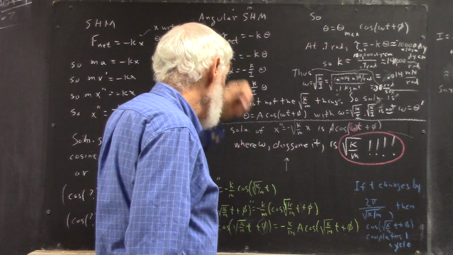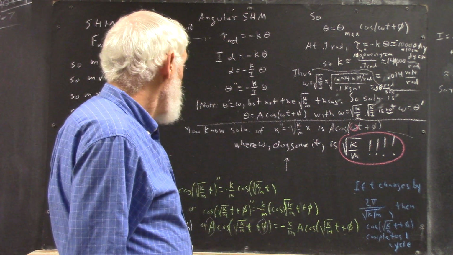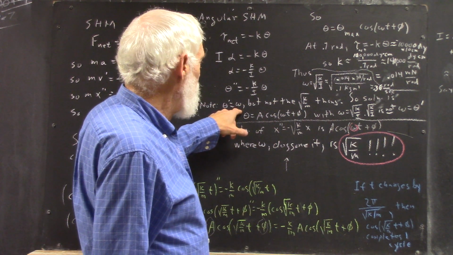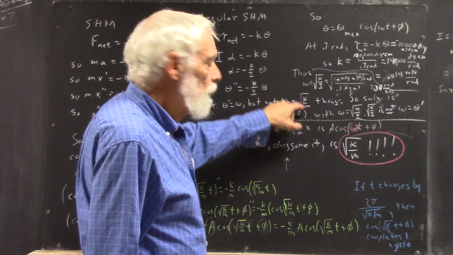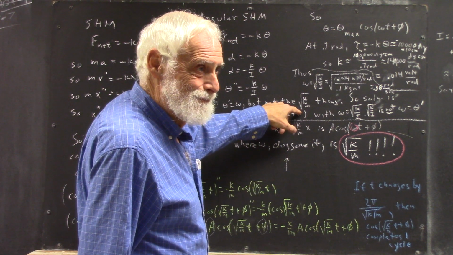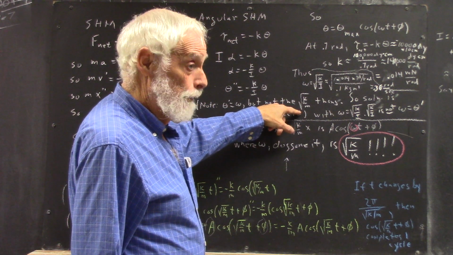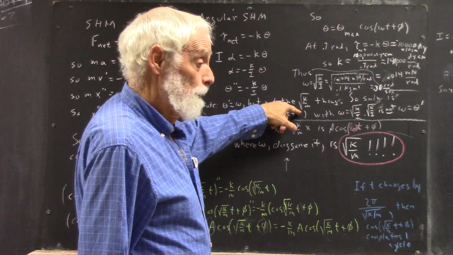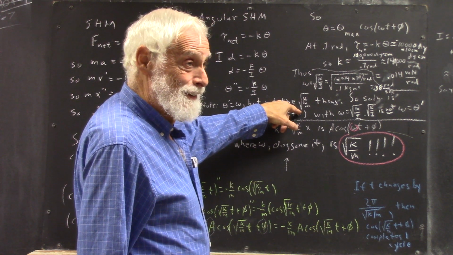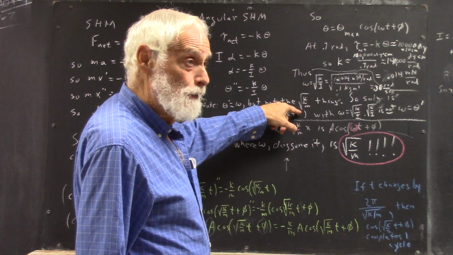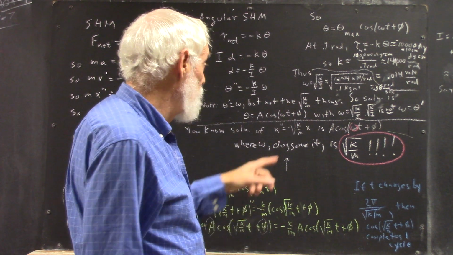The solution comes out like this. A little bit of a caution. Theta prime is omega. The square root of k over I is also called omega. Your book uses omega for that thing. Wikipedia uses omega for that thing. I don't think it's a good idea, but I'll do it too. But you've got to be careful.